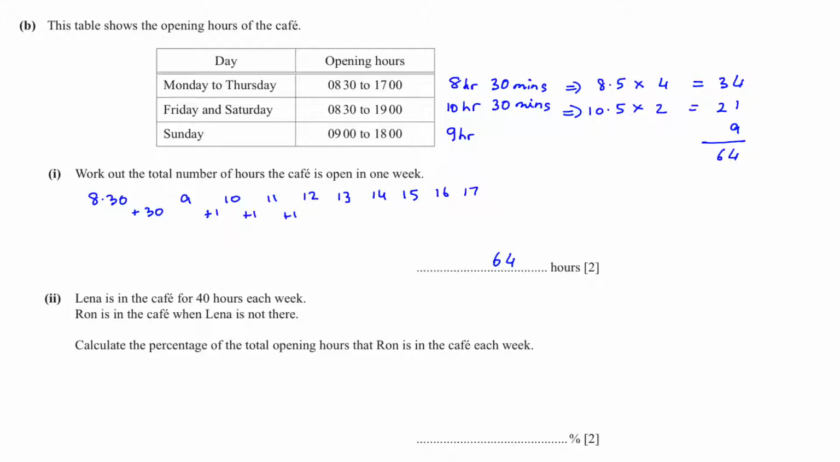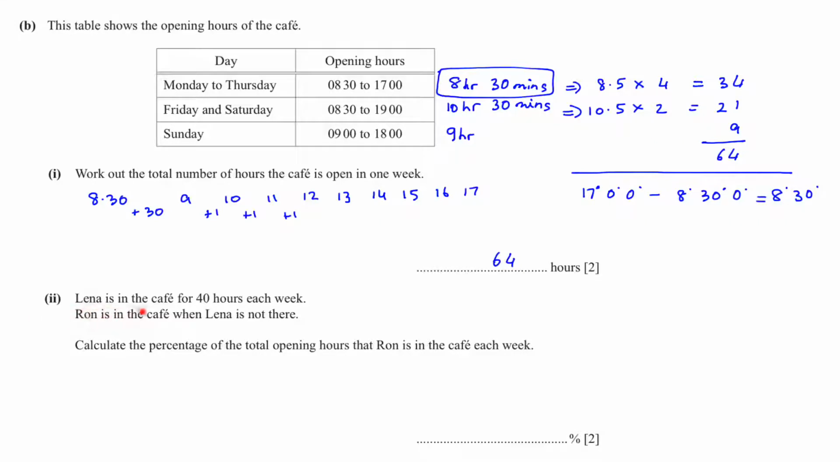You can find this in the calculator also. There's a button which you press, so you can do 17, 0, 0 minus 8, 30. There's the sign and you will get 8:30. So 8 hours 30 minutes.